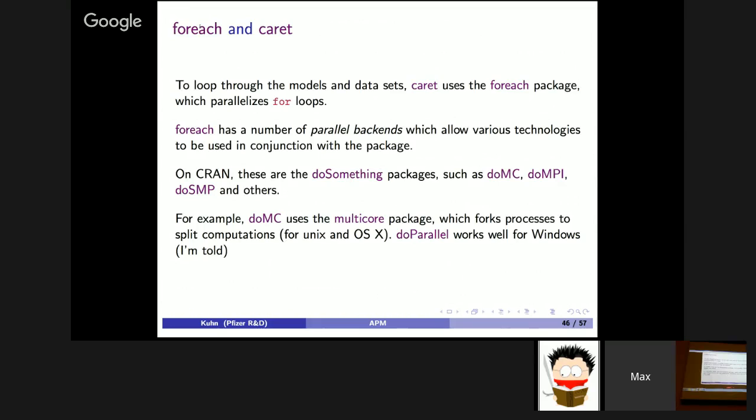But if you do want to use parallel processing, the foreach package works in conjunction with a bunch of other packages on CRAN. And those are usually named do and then some technology. So doMC is for multi-core parallel processing. That's on Unix and OS X. If you want to use Windows, there's another one called doParallel.